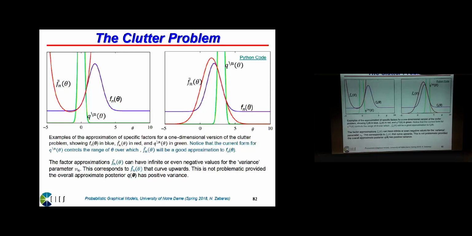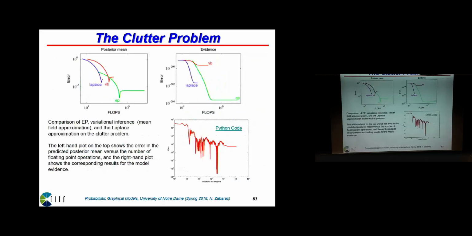And similarly, in this case, the cavity is here, so you can see the two approximations match very well. Almost they coincide in that region. All of this error statistics for the clutter problem are in part of the Python code, so you can, if you do variational Bayes, if you use Laplace approximation, you can push it to as many data as you want to. Basically, expectation propagation for this problem performs the best, okay?